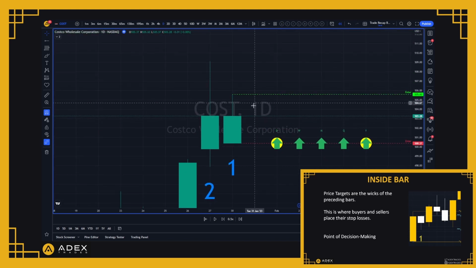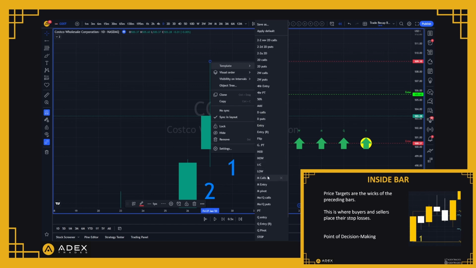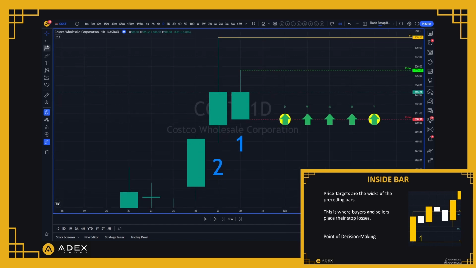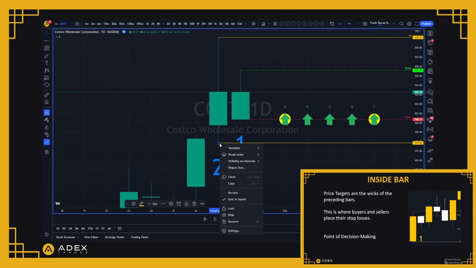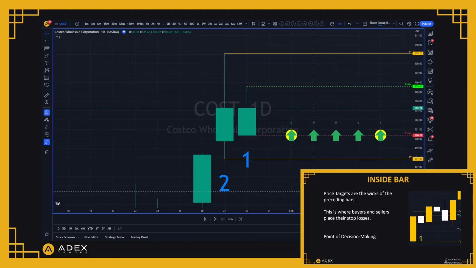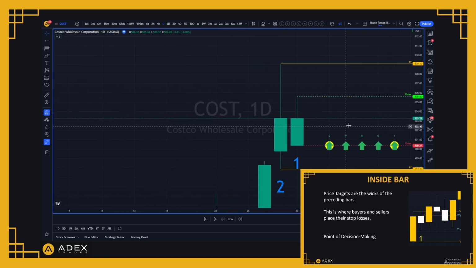The new candle will open today. If you break 2 up, where's your target? This is your target for the upside. And this is your target for the downside. Okay? Does that make sense so far?